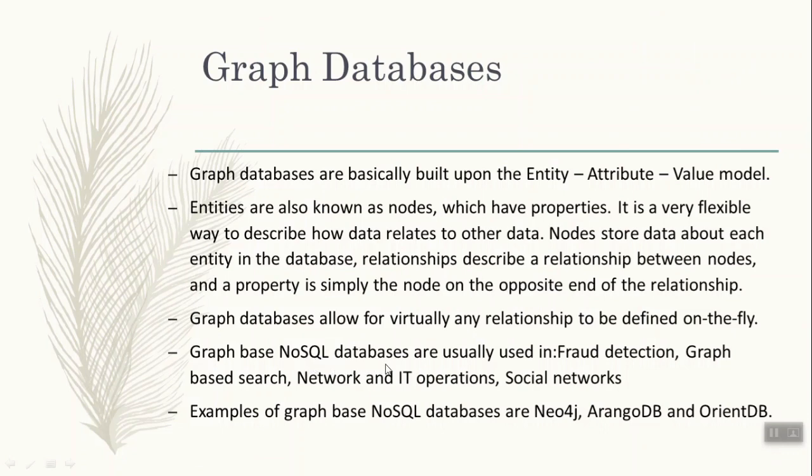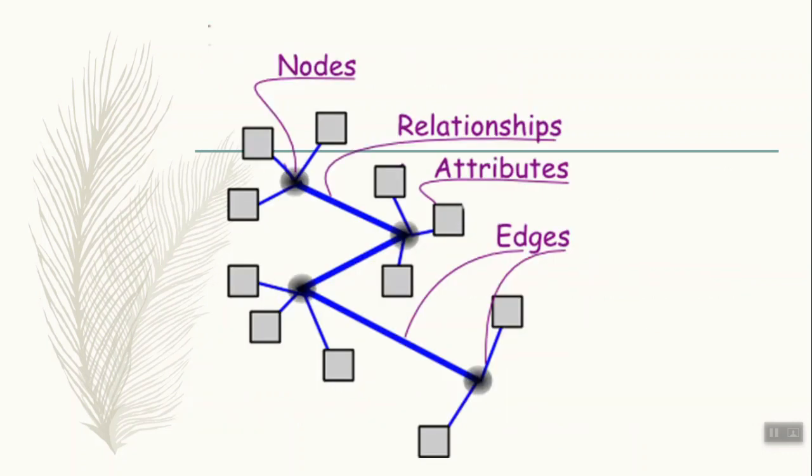Graph-based NoSQL databases are usually used in fraud detection, graph-based search, network and IT operations, and social networks. Examples are Neo4j, ArangoDB, and OrientDB. This is an example of a graph-based database. We have various nodes. There are attributes to nodes, and various nodes are attached to each other through relationships.